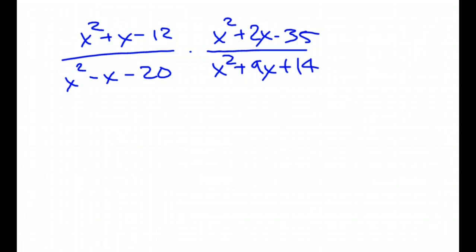So when you're given a problem like that, you've got a couple different methods you can use in order to solve it. You can multiply the two trinomials, x squared plus x minus 12 times x squared plus 2x minus 35, but that does not sound like very much fun. It's kind of like doing the FOIL method on steroids. Okay? Don't want to do that.